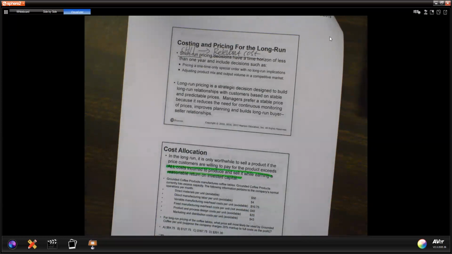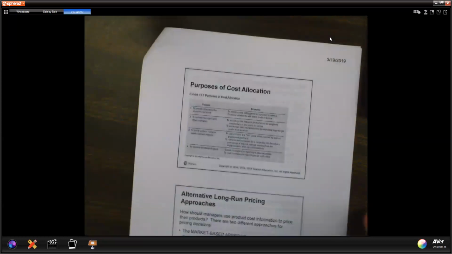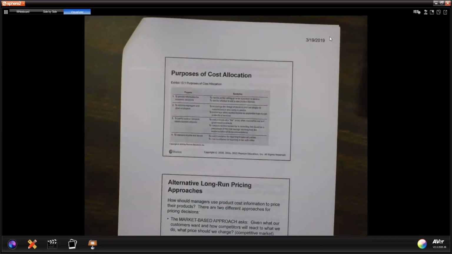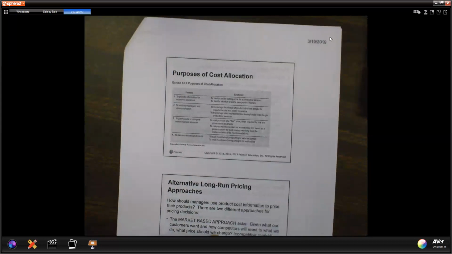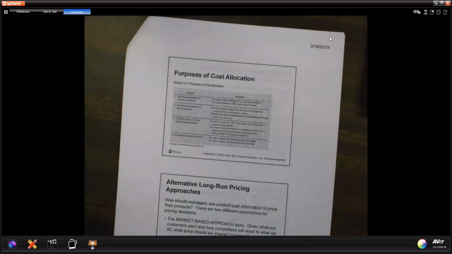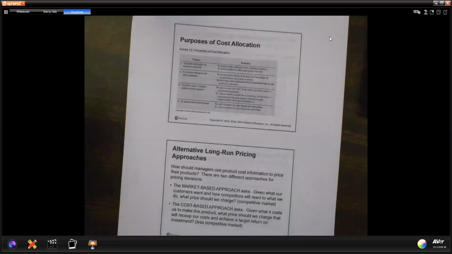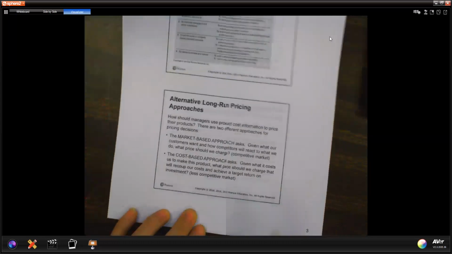If it's chapter 13 long term, you think about full cost plus the profit. And then since we think about all the costs, we have to allocate the indirect cost to our product. So there are 4 purposes of cost allocation. Just read the textbook a little bit to get some idea. Then we talk about the 2 specific approaches for the long-term pricing decision.